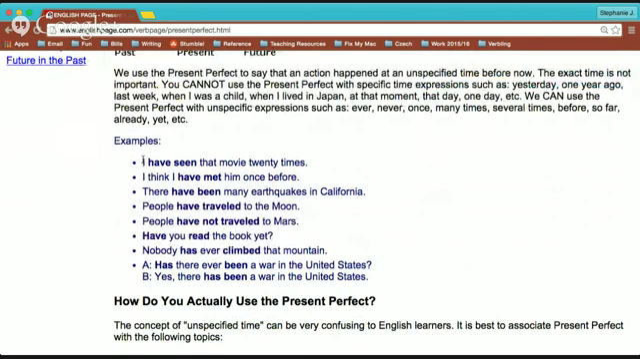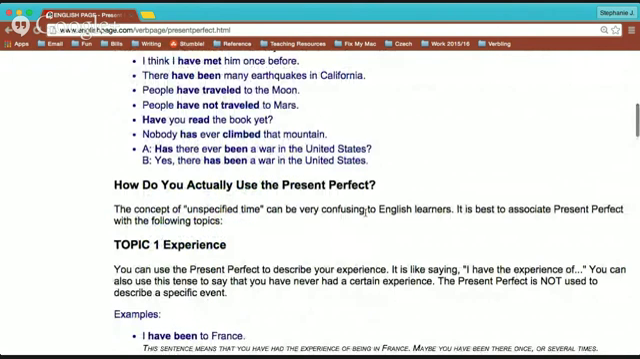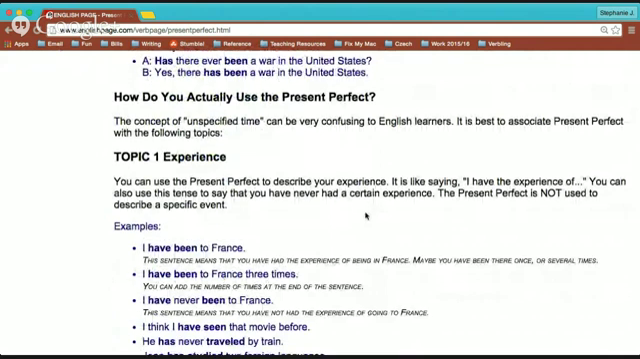We'll just do a couple of examples. I have seen that movie 20 times. There have been many earthquakes in California. People have traveled to the moon in the past, but we are not sure when. And then, so that's the use. There's really only the one use, but there are many topics that we use the present perfect with.